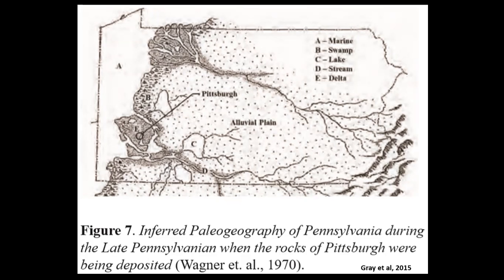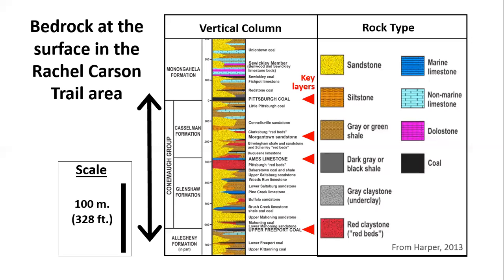Offshore shales and clays were deposited. At times, the seaway flooded across western Pennsylvania, and marine limestones like the Ames were deposited over a broad area. So those are the types of depositional environments reflected by the rocks.